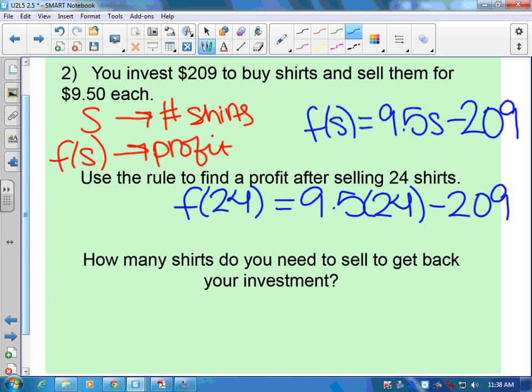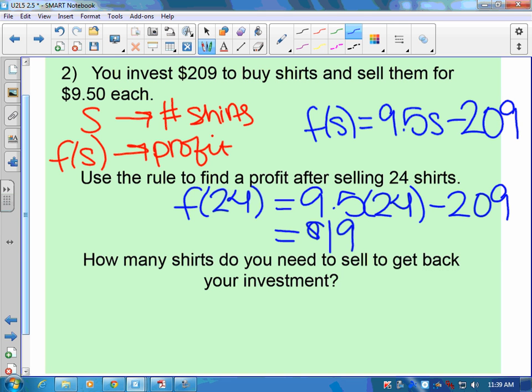So we substitute in that value of 24. Everybody should have a calculator out and be figuring up how much money we made from selling 24 shirts. Raise your hand when you have an answer. Will, what do you got? $19. We're talking about the profit. I'm finding the profit, so my label is going to be in dollars. If I sell 24 shirts, I make $19.